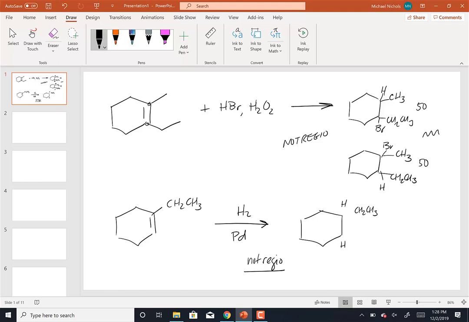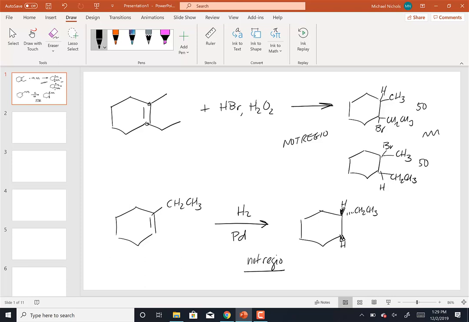How did I add the two hydrogens? Cis, trans, 50-50. Cis. Okay, so they would both go on a bold or both dashed. And then, in this case, the ethyl group would go on a dashed line. Okay. All right. Yes?